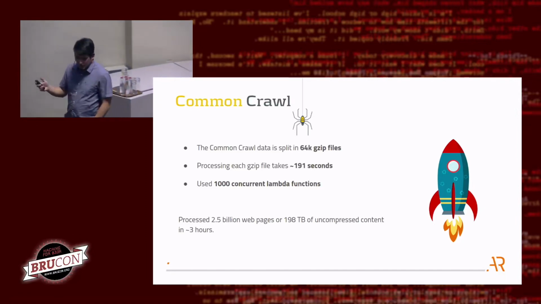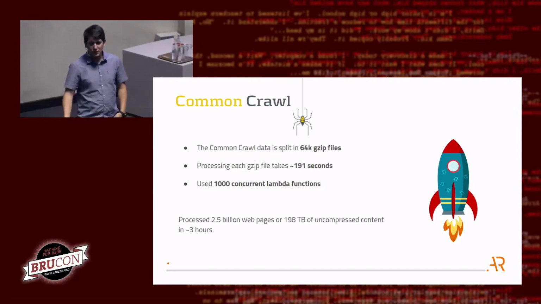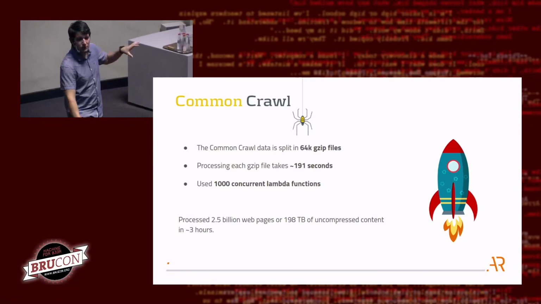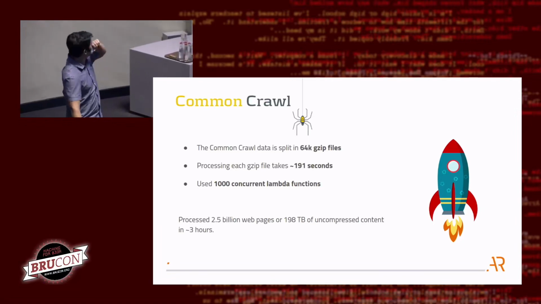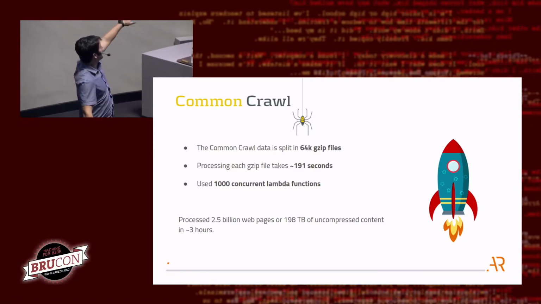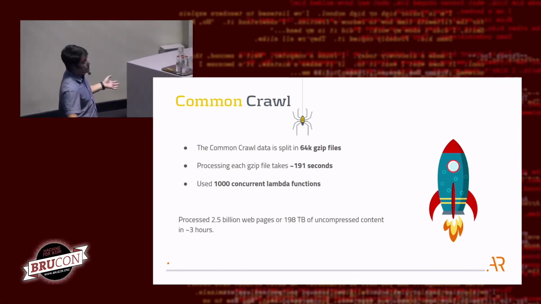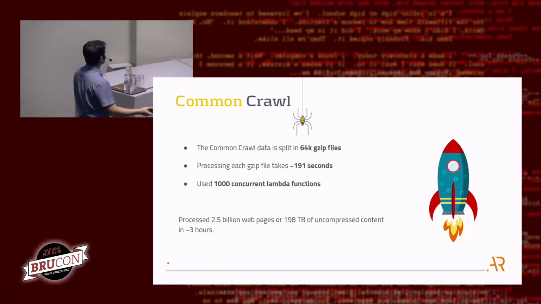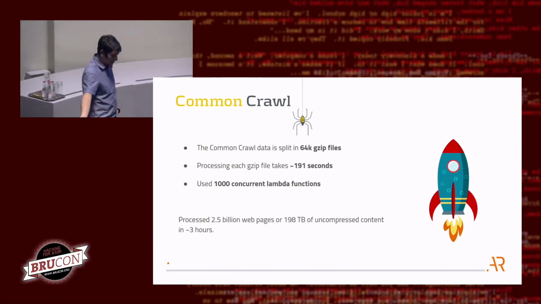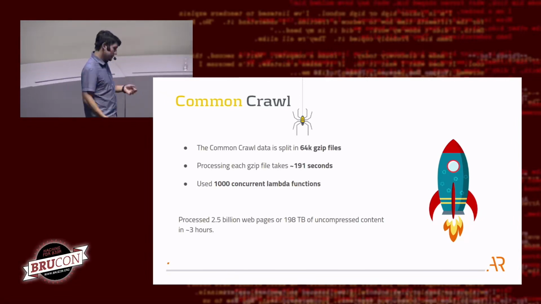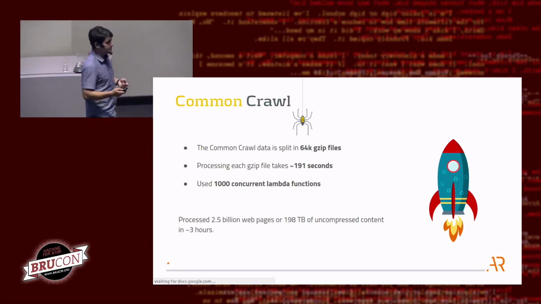There are around 64,000 chunks of Common Crawl data. For each of those, it will take around 200 seconds. And if you run the 1,000 concurrent functions, it will all take 3 hours. So you process 200 terabytes of data in 3 hours. That's pretty cool.